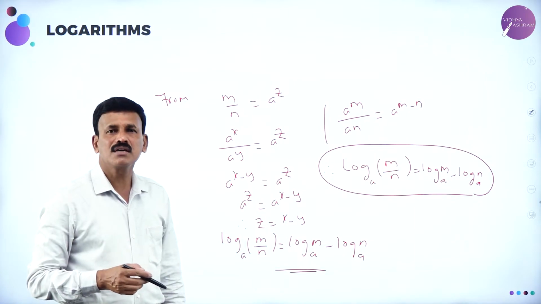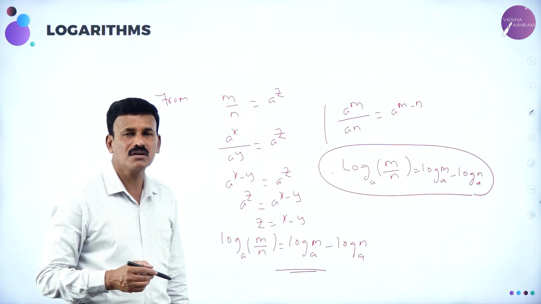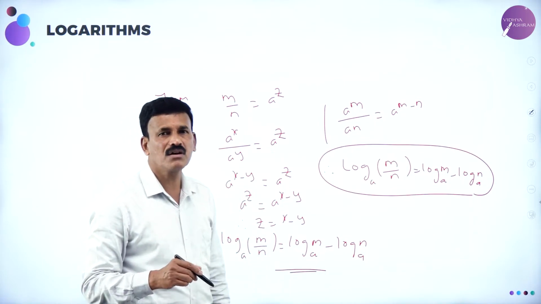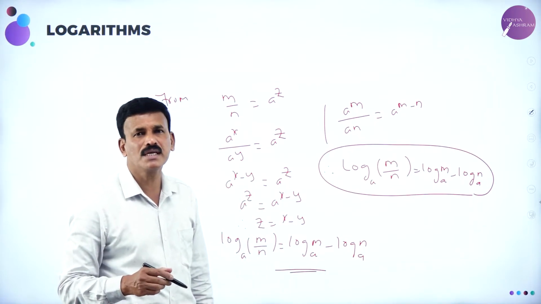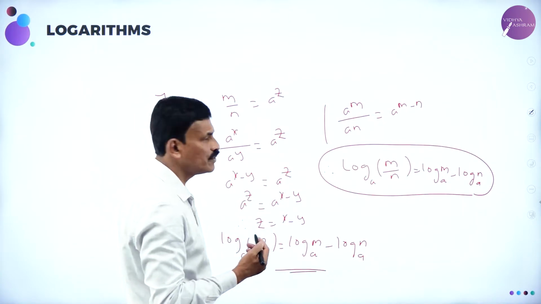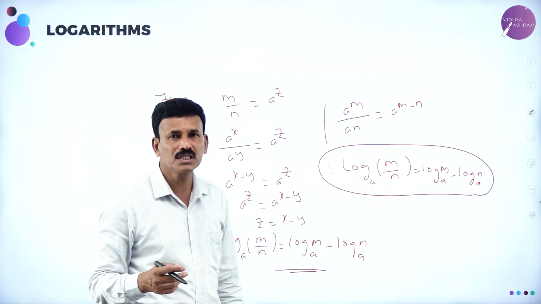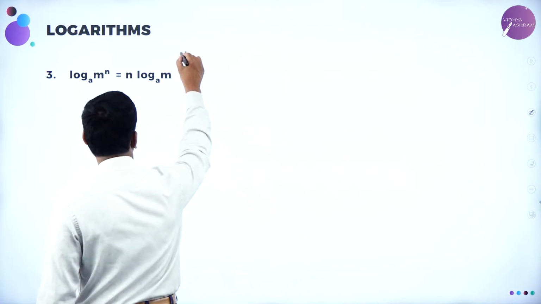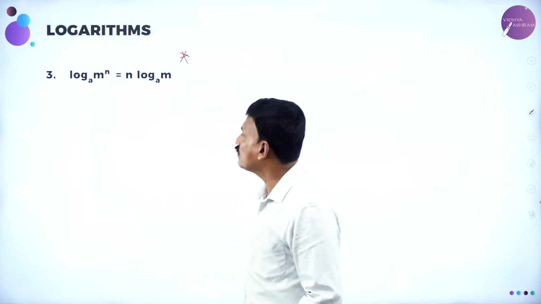So the first law is logarithm of m into n to base a is log m plus log n. If it is multiplication, we will get plus. If it is division, log m by n is equal to log m minus log n to base a. Okay, right. Hope you followed. These two are very, very important theorems indeed. Now let us come to the third one. What is the third one? This is also important. Third law of logarithms.